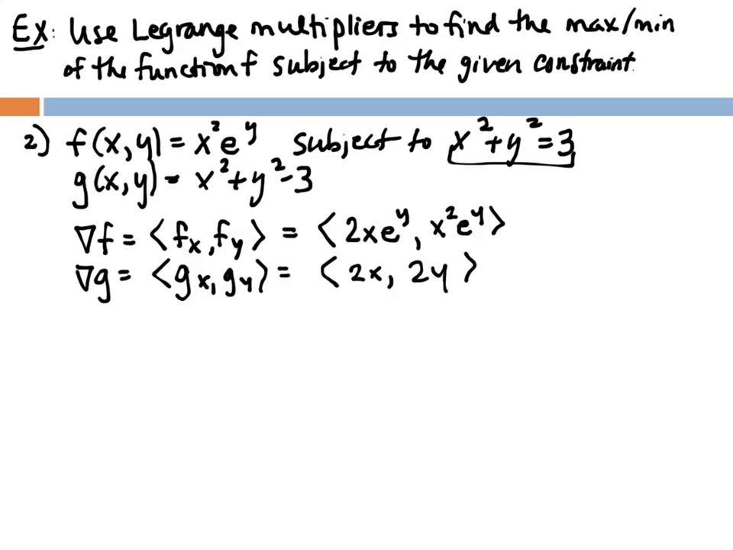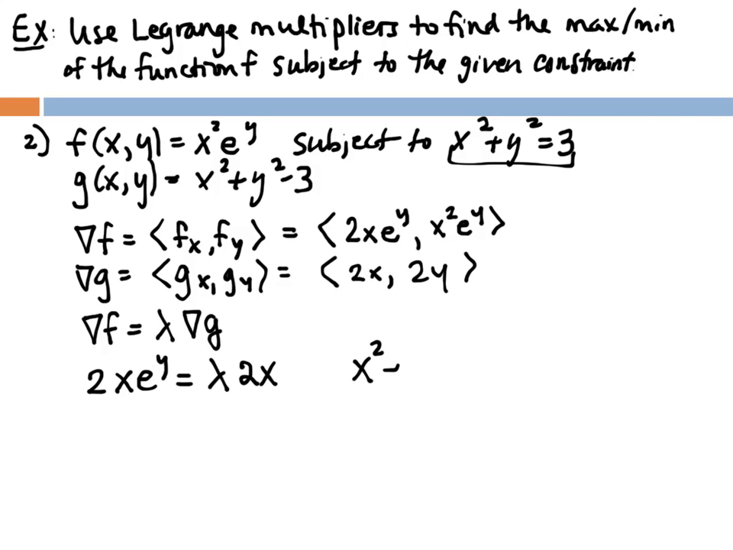Step 3 is to set up the equation, basically, that the gradient of f is equal to lambda times the gradient of g. Now, the reality is what we really want is to do this component-wise. So if we take the x component, we're going to have 2x e to the y equals lambda times the x component of g, which is 2x. And we're going to do the same thing with y, so we're going to have x squared e to the y equals lambda times 2y.